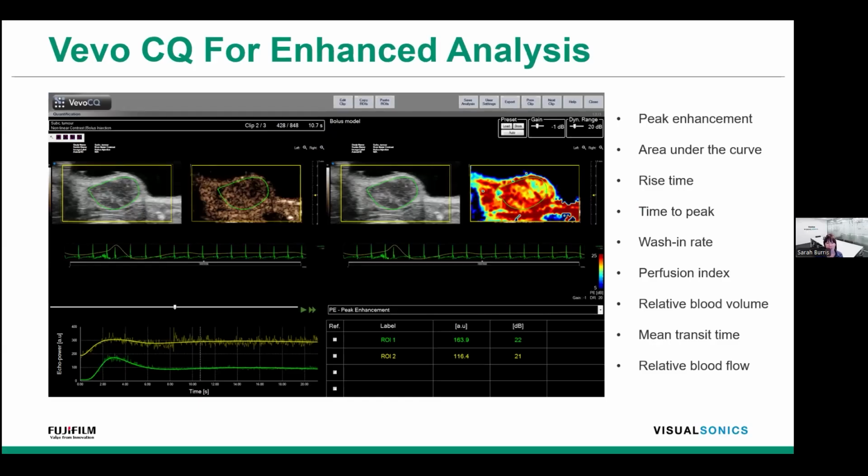We also have advanced analysis software that can be used with this Vevo micromarker, here Vevo CQ. And this really allows us to look at multiple parameters, things like peak enhancements, area under the curves, rise time, time to peak, and so on.